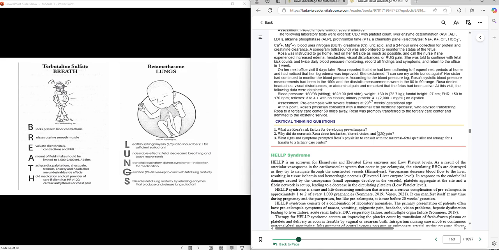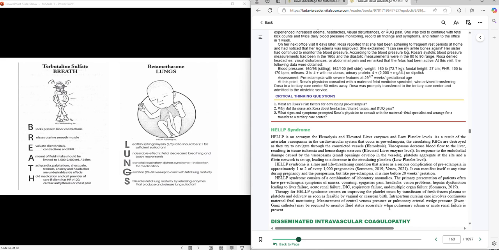All right, let's talk about HELP syndrome. All right, HELP syndrome, like I said earlier, is an acronym for hemolysis, elevated liver enzymes, low platelet levels. Okay, this can happen due to the preeclampsia. You're going to see the same types of symptoms. Okay, so nausea, vomiting, epigastric pain, vision problems, headaches, renal and liver failure even.